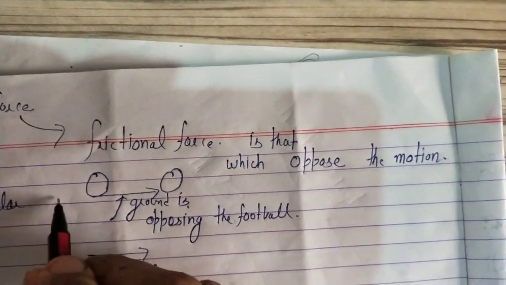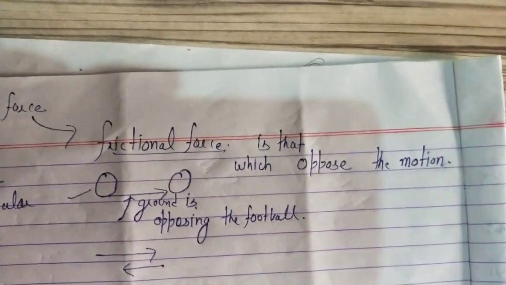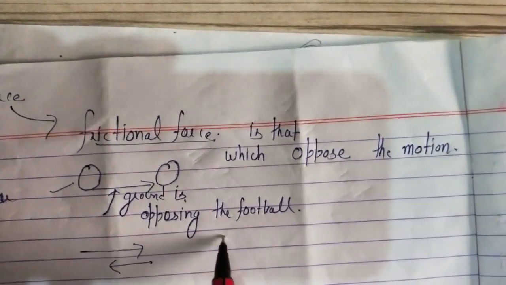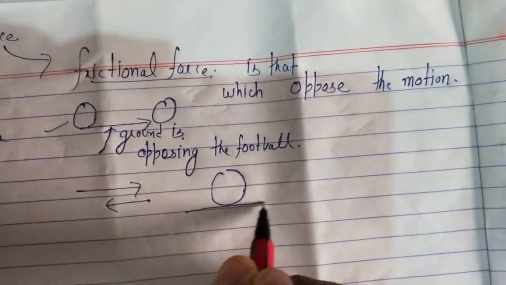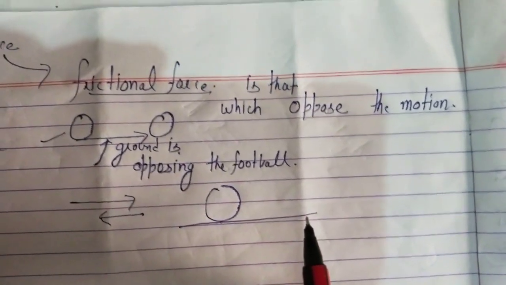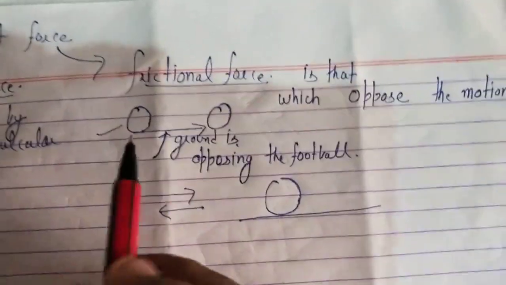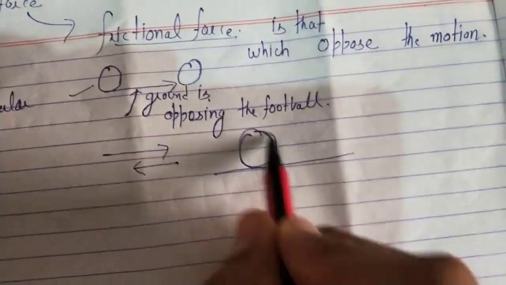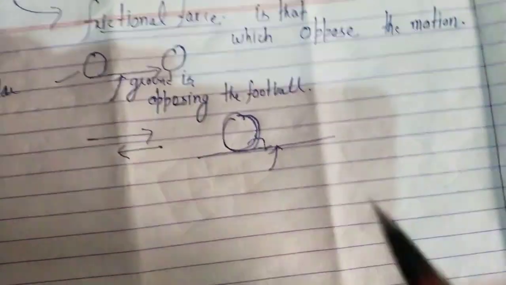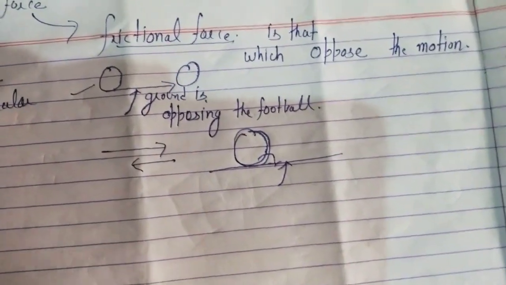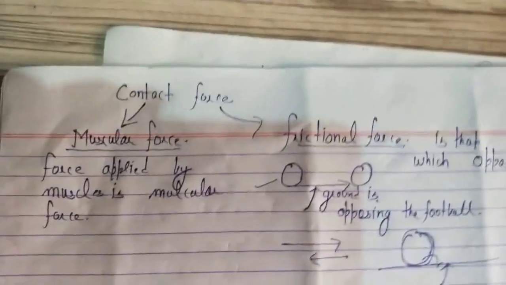So when you kick a football, the football stops after some time due to frictional force. You are riding a bicycle on the road and you stop pedaling, the bicycle stops after some time. That is also due to frictional force. That means this football is making contact with the ground and the ground is applying frictional force on the football. That means in frictional force also contact is required. So it is also a type of contact force.